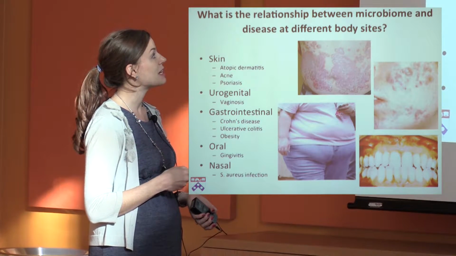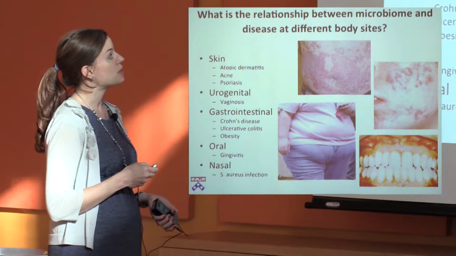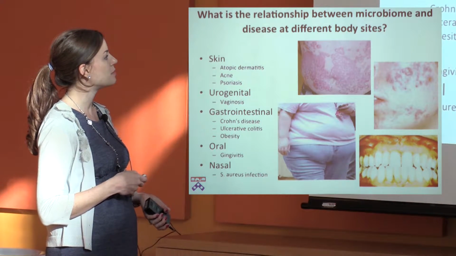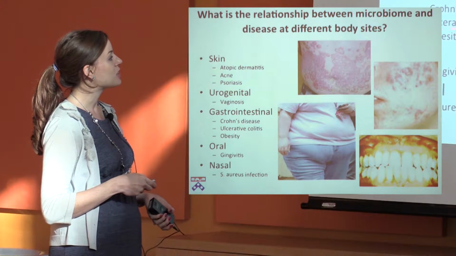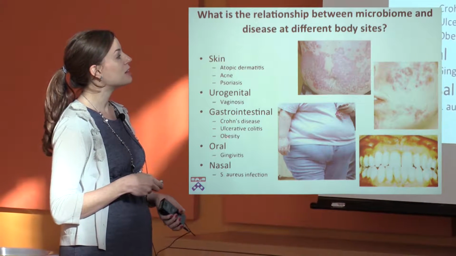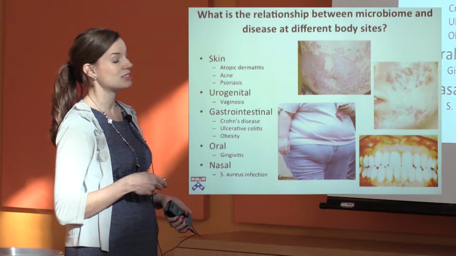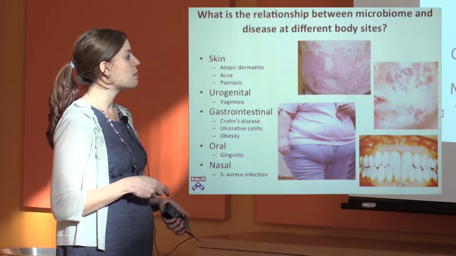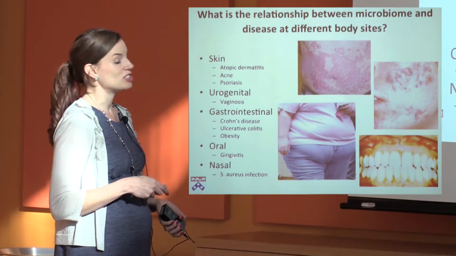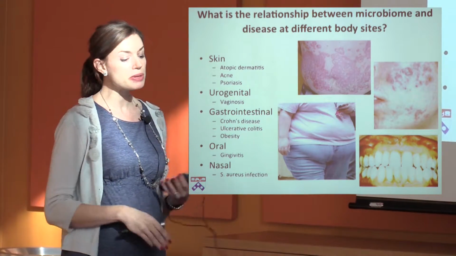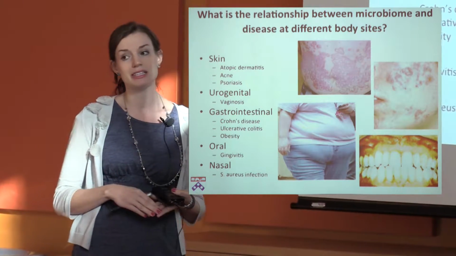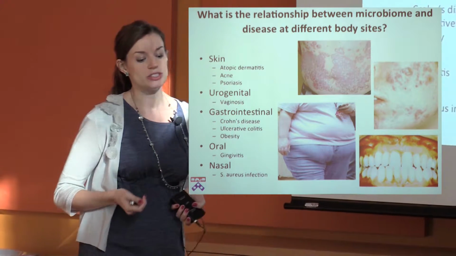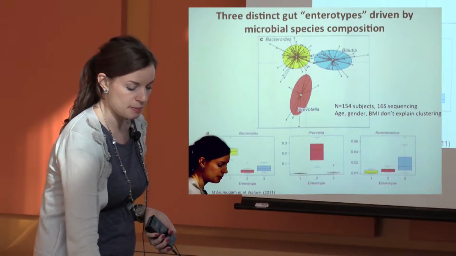For example, in the skin, acne, a type of dermatitis called atopic dermatitis, even psoriasis. The GI tract, I'll talk a little bit about obesity, but also inflammatory bowel disorders such as Crohn's and ulcerative colitis. And in the mouth, a good example is gingivitis. So there's been various studies conducted to examine how these microbial communities are changed in these disease states.